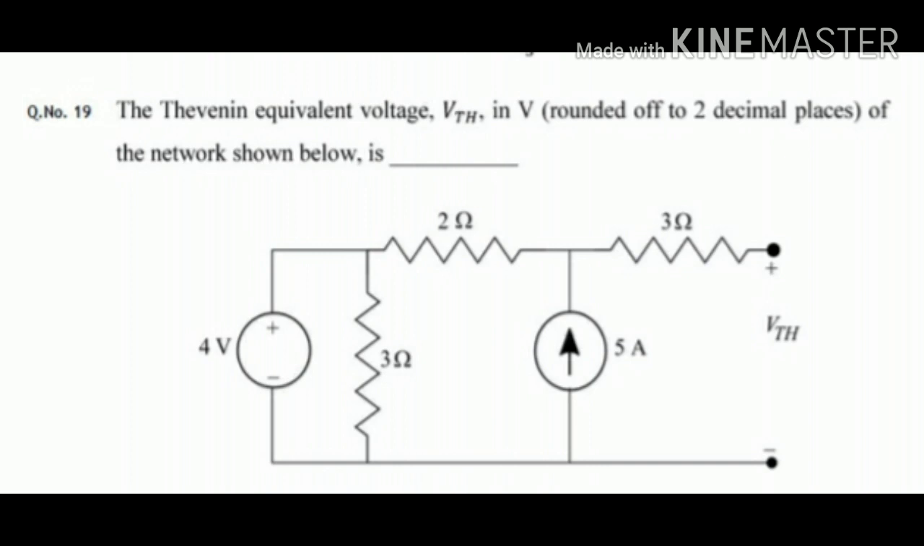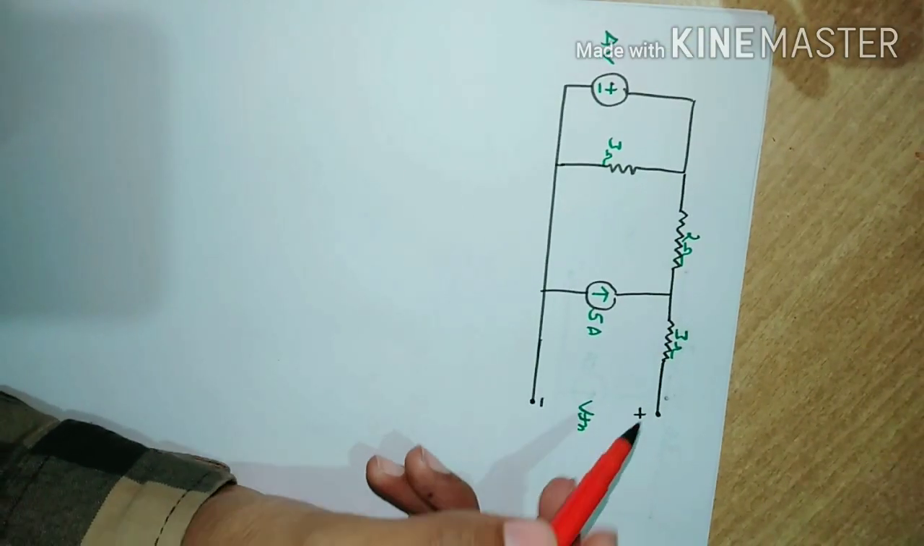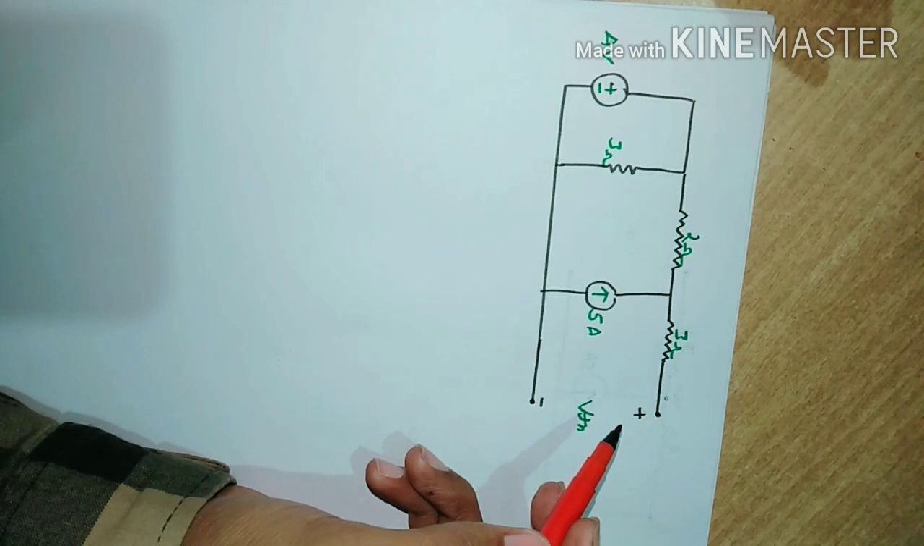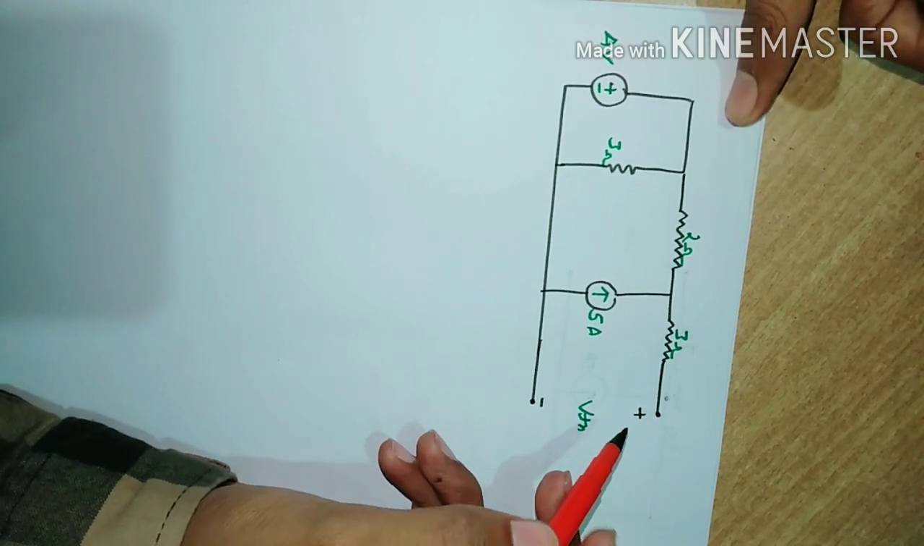The Thevenin equivalent voltage VTH of the network shown below, rounded off to 2 decimal places, is. So here is the question. It is an easy one. Let's solve this question.